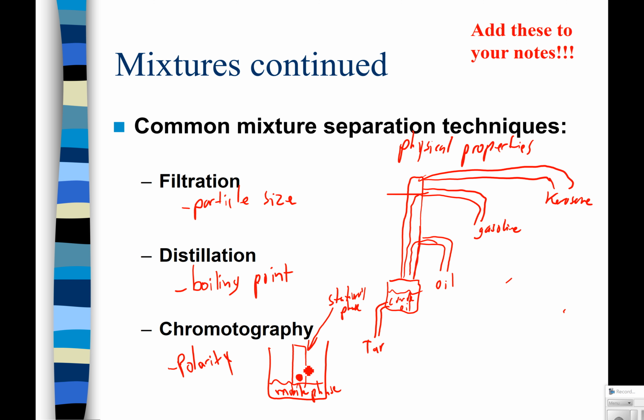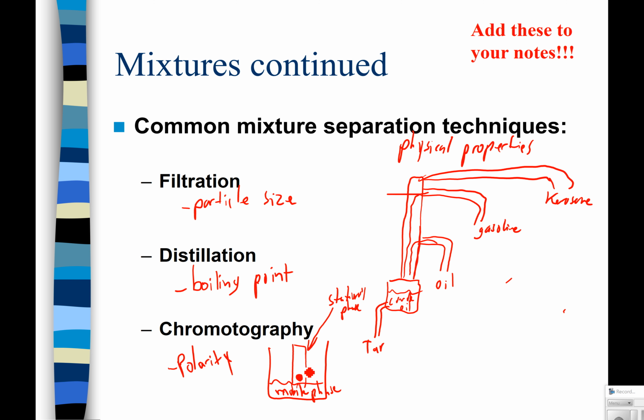And depending how attracted it is based off of polarity, which is basically saying the molecule has a positive or negative charged end as opposed to not having one, depending how attracted it is to the stationary phase, it's going to move farther along the stationary phase.